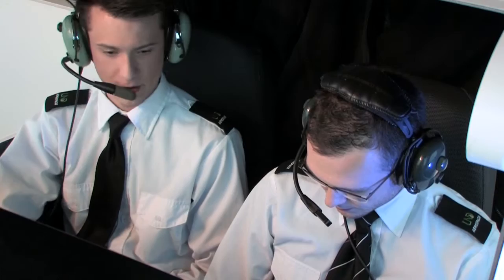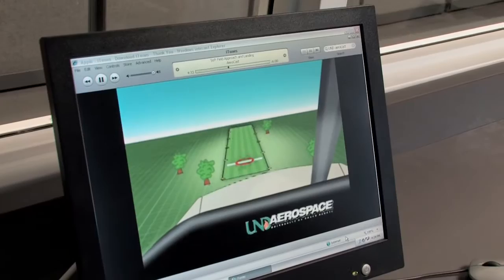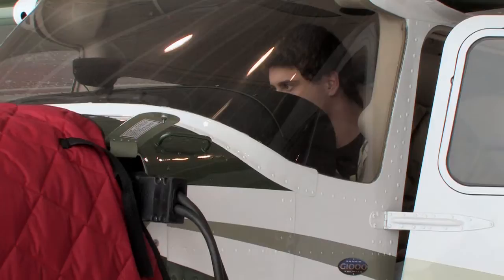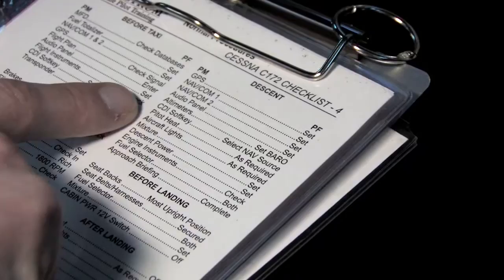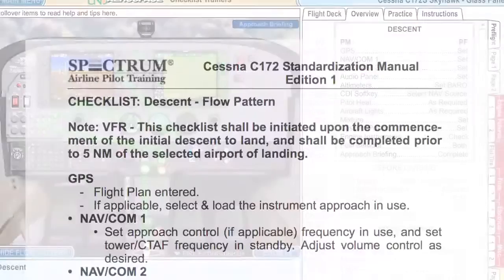All right. Students are encouraged to utilize all available resources when practicing checklist procedures. Online checklist trainers allow you to practice checklists in a simulated cockpit environment. Wall posters, or simply sitting in the actual aircraft with a power card attached, are also an excellent means of practicing flow patterns. Using these resources in conjunction with the expanded procedures section of the aircraft standardization manual will help you to master checklist procedures.